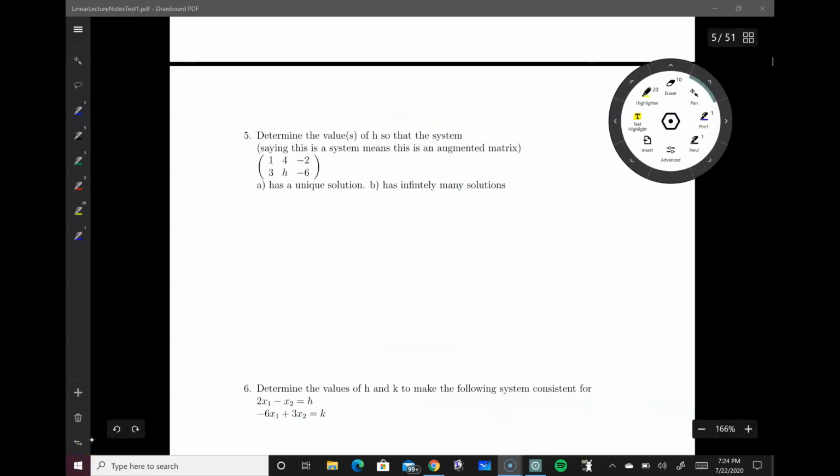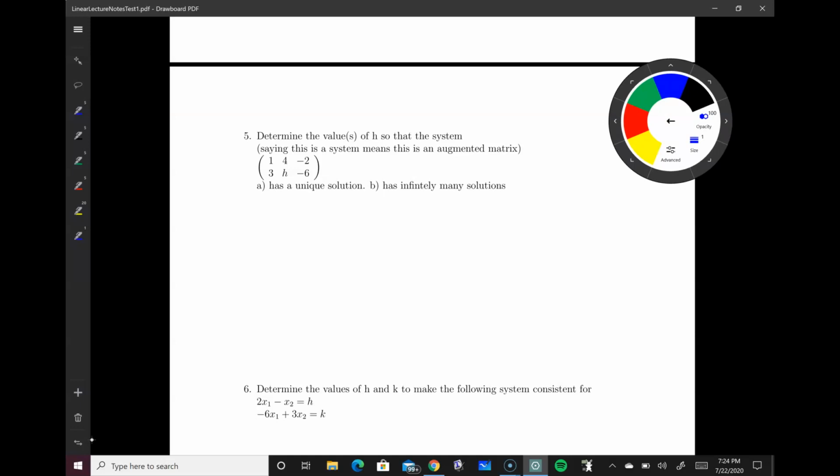All right, so let's tackle this one a little bit different. I want to find the values of h that make it a unique solution and the values of h that make it infinitely many solutions. So I have to start off with row operations first. So I'm going to say let's multiply row 1 by negative 3 and add it to row 2.